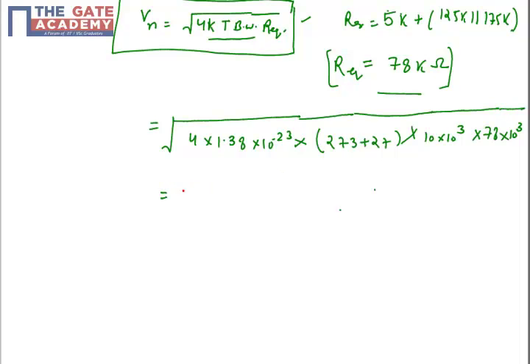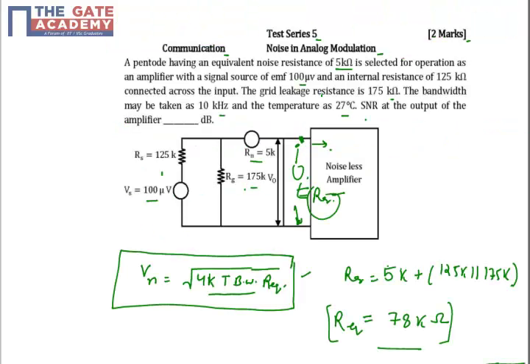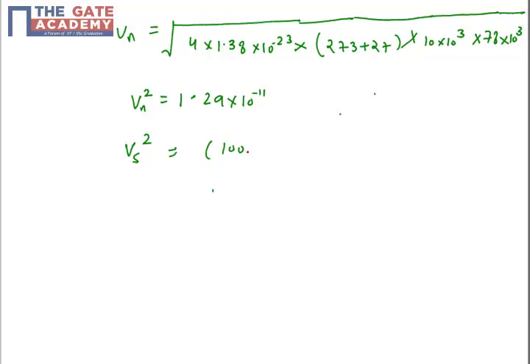With the help of the calculator we calculate this noise voltage. It comes out as Vn square equal to 1.29 times 10 raised to the power minus 11. Similarly, we can calculate the source voltage also. The signal is given to us as 100 microvolt, so Vs square will be 100 micro whole square, which is 10 raised to the power minus 8 volt square, because micro is 10 raised to the power minus 6.